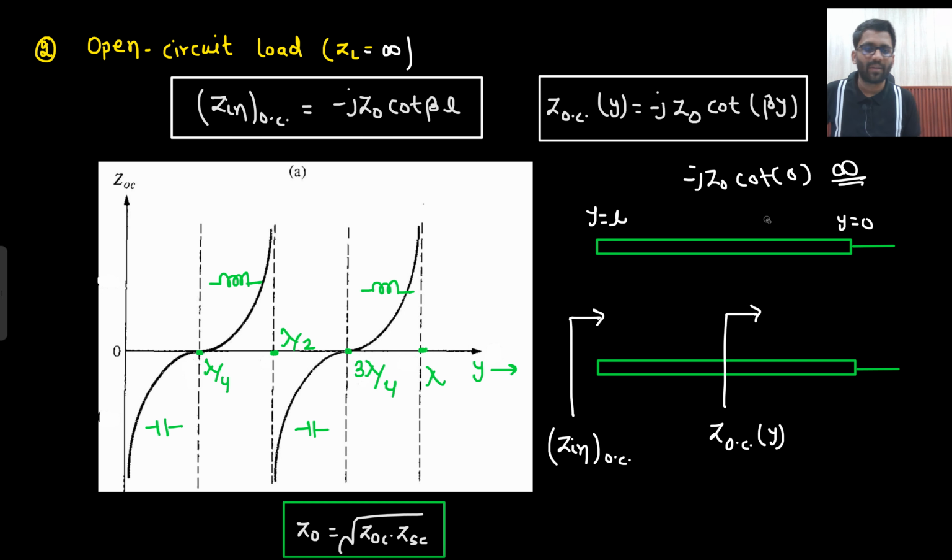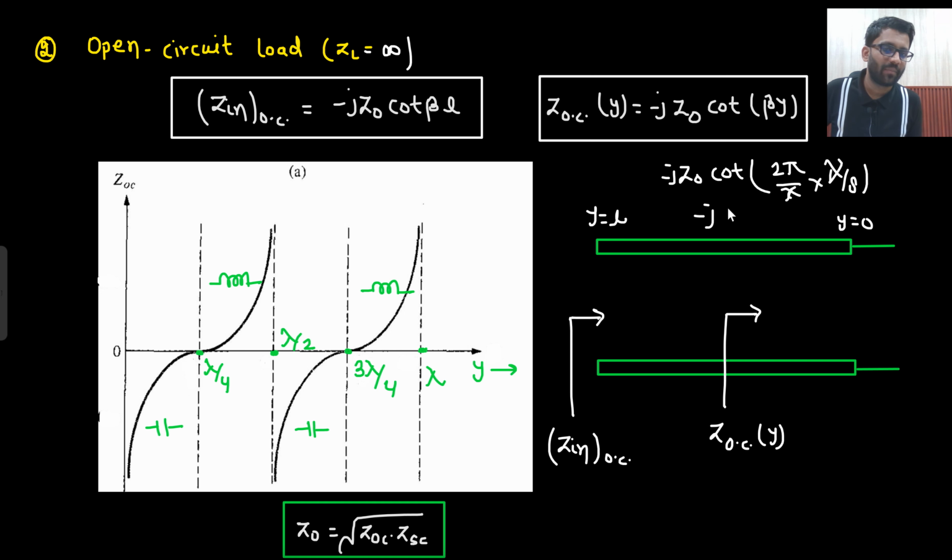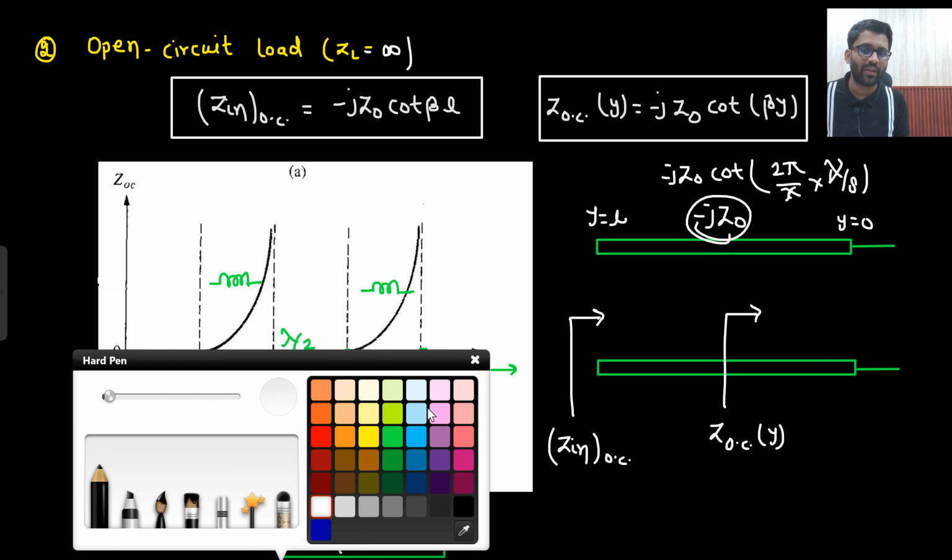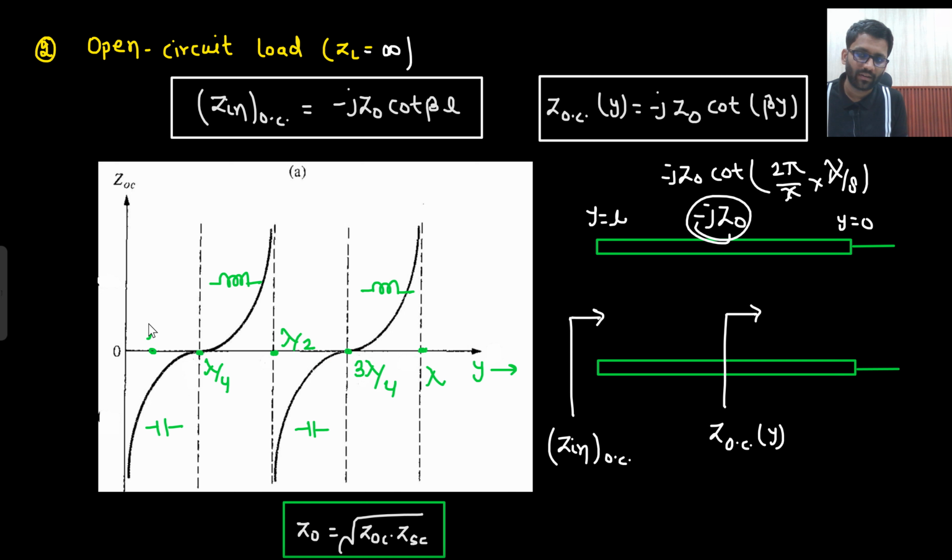Now let's check at lambda by 8. So minus j Z naught cot of beta times y, where beta is 2 pi by lambda, into lambda by 8. So what you are getting is cot pi by 4. What is the value of cot pi by 4? 1. That means you are getting minus j Z naught. If the length is lambda by 8, the impedance you are getting is minus j Z naught, and this is capacitive nature. Yes, capacitive nature. And here will be lambda by 8.